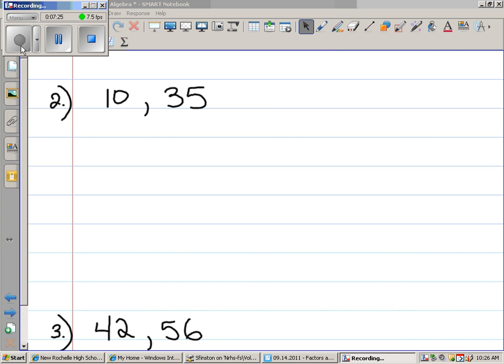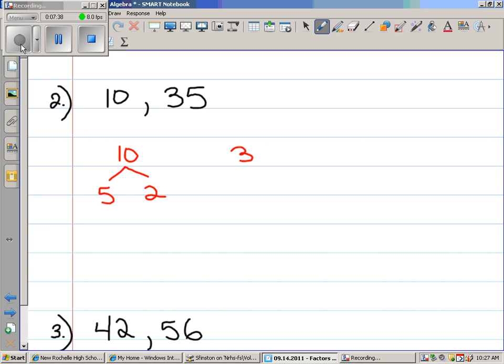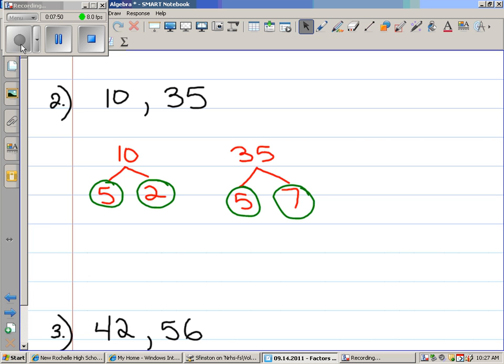All right, guys, let's play a bit more. We're going to do 2 more examples. So let's do this one, 10 and 35. What's 10 break down to be? 5 and 2. And how about 35? 5 and 7. Can you go any further? No, all of these are prime. And what are the common factors? There's only one of them, so the GCF is just 5.